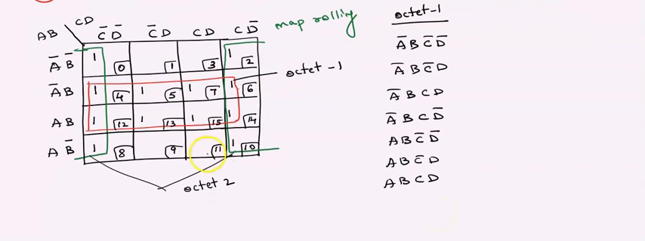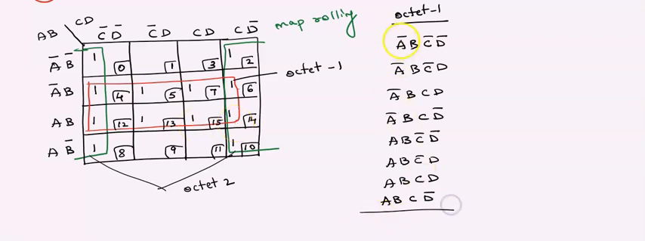Okay, A B, C D, again A B, C D complement. Okay, again I will repeat. This is first A complement B, C complement D complement, A complement B, C complement D, again this A complement B, C D, again this A complement B, C D complement, this one A B, C complement D complement, this one A B, C complement D, this is A B, C D, this is A B, C D complement.